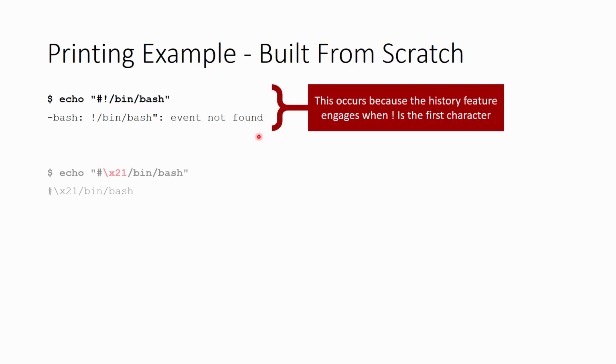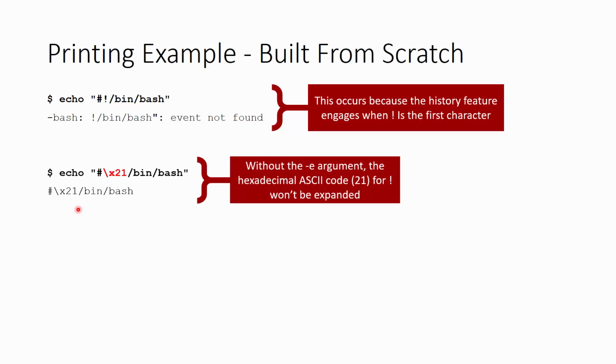Okay, so now that we know what happened, let's try replacing that exclamation mark with the hexadecimal code. So this is \x21. When I run this, it outputs \x21. So we don't actually see an exclamation mark there either. And that's because we don't have the -e argument, which we've seen before.